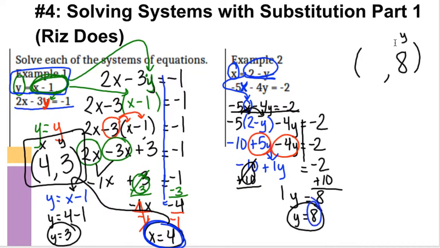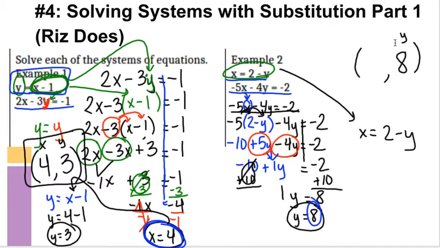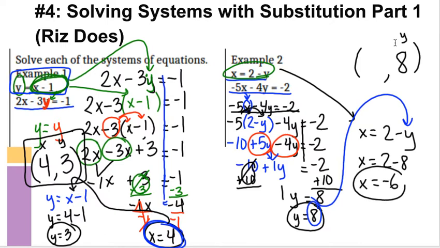Now that I have this, I can use either of these equations to substitute it back in. Again, I like the top equation because the x is alone, so I don't really have to do much solving. So I'm going to rewrite this. X is equal to 2 minus y. So now I'm going to replace this 8 for the y. So that'll be x equals 2 minus 8. Now it's x is equal to negative 6. So that's my x value, and that is my solution. If you graph these two lines, that would be the point where they cross, negative 6, 8.